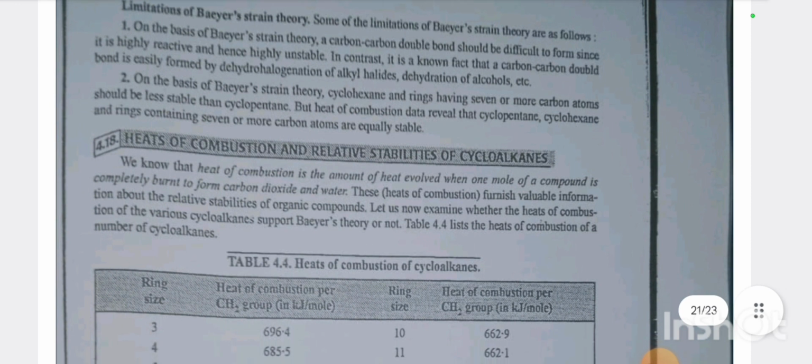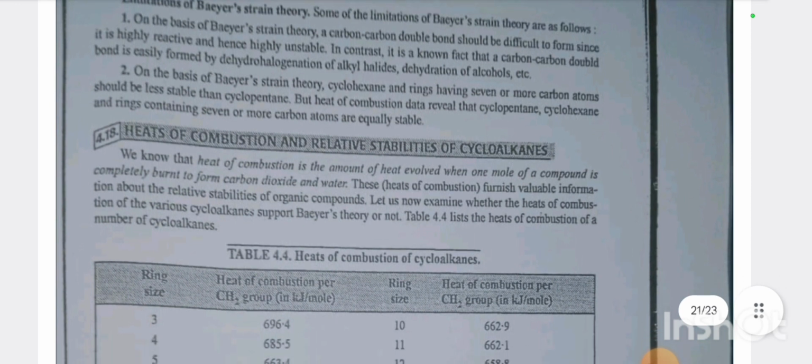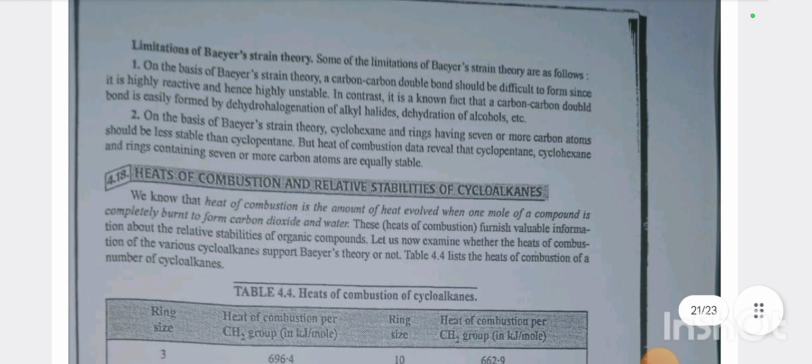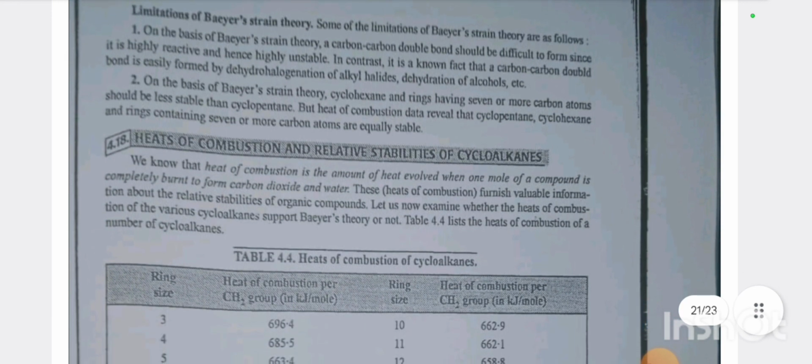Some of the limitations of Baeyer's strain theory are as follows. On the basis of Baeyer's strain theory, a carbon-carbon double bond should be difficult to form since it is highly reactive and hence highly unstable. In contrast, it is a known fact that a carbon-carbon double bond is easily formed by dehydrohalogenation of alkyl halides, dehydration of alcohols, etc.